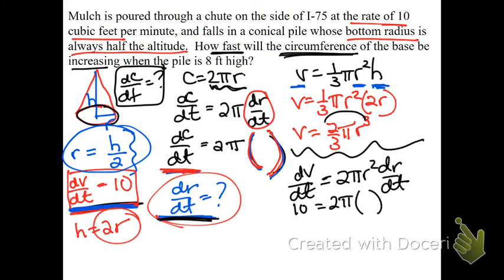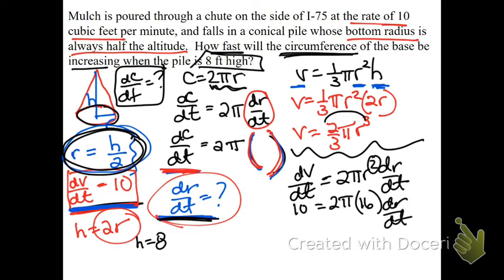R, I don't know if they gave R, but even if they gave H, I can still find R, so no big deal. Let's see what they gave us. The pile is 8 feet high. So they gave me H is 8. But if H is 8, plug that in right here and we'll find R must be 4. Square it. dr/dt is what I'm trying to find in order to answer the actual question they asked right here. So get dr/dt by itself, divide by 32 pi on both sides.